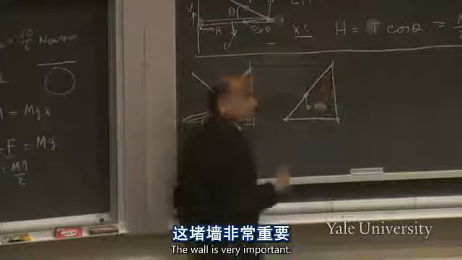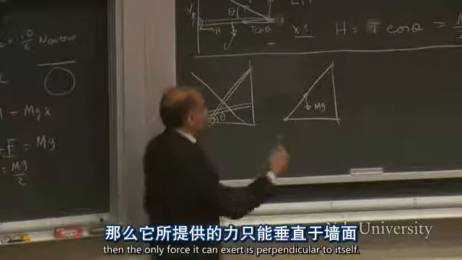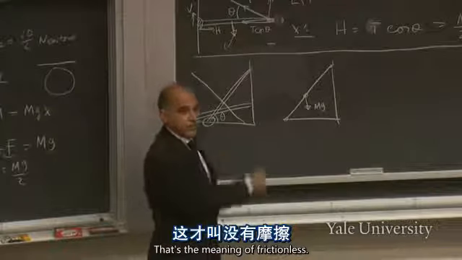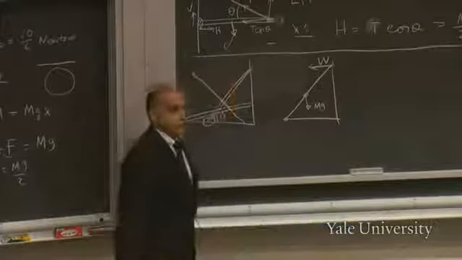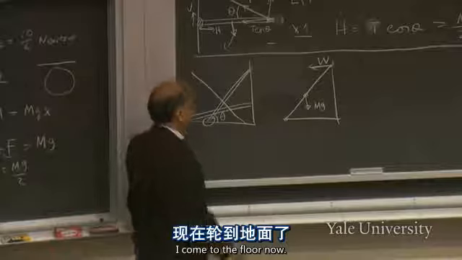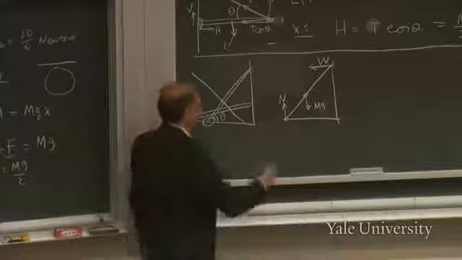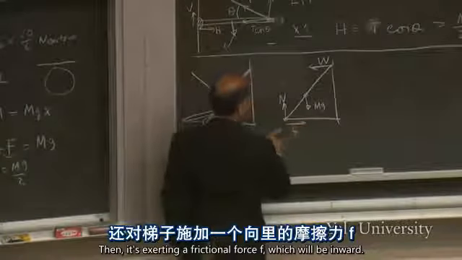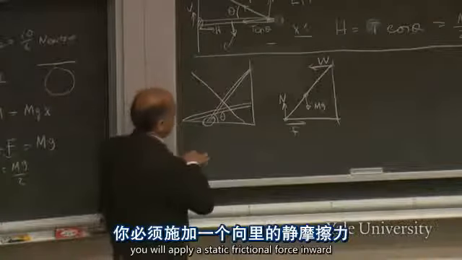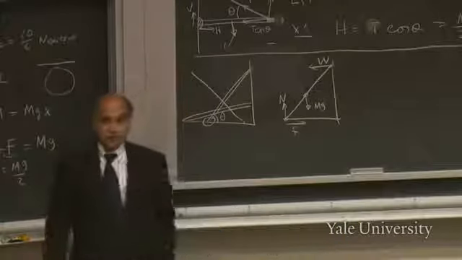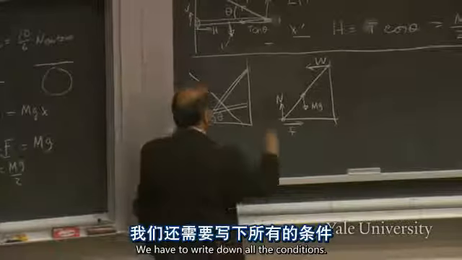The wall is very important. If it's a frictionless wall, then the only force it can exert is perpendicular to itself. That's the meaning of frictionless. You cannot apply a force along the length of the rod. So let's give that name W for wall. I come to the floor now. The floor is exerting a force N, standard name for normal or perpendicular. Then it's exerting a frictional force F, which will be inward, because the ladder is trying to slide out, you will apply a static frictional force inward to keep it from moving. That's it. These are the forces, and subject to these forces, we have to write down all the conditions.